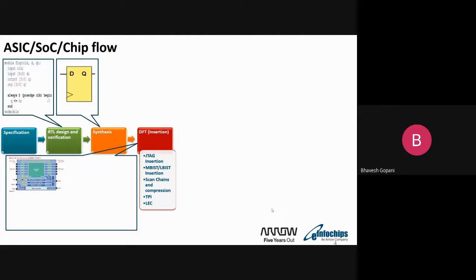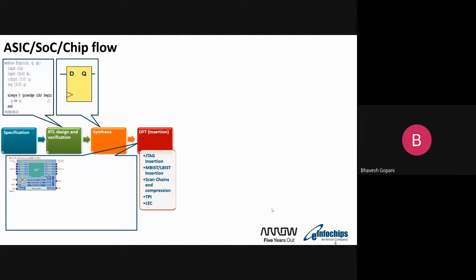Then the rest of the logic we can cover in the scan insertion, and LEC also needs to be performed, and test point insertion in order to get a good amount of coverage. If we miss some areas in the design, we can do test point insertion at the DFT stage and get higher coverage. So this is a very important stage after synthesis.